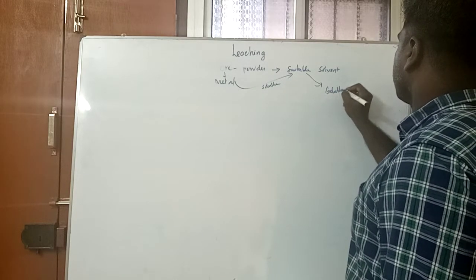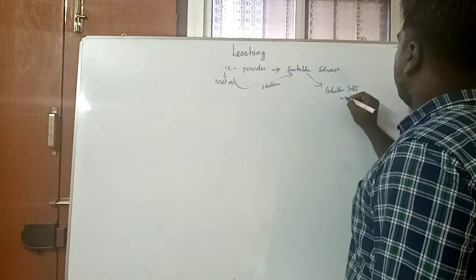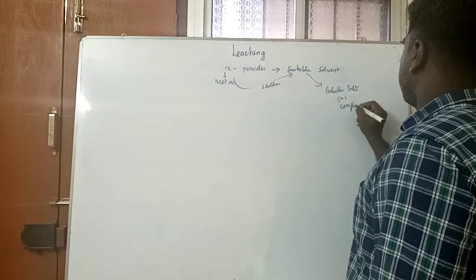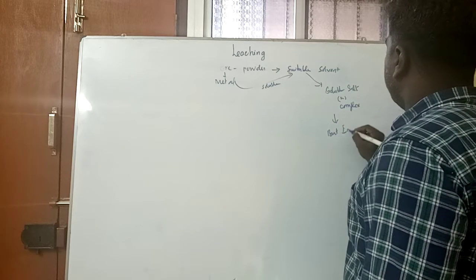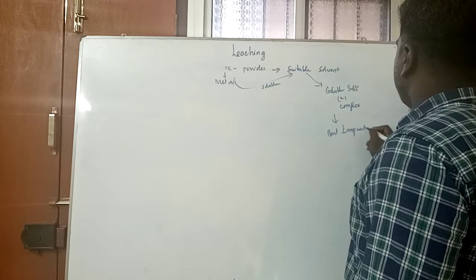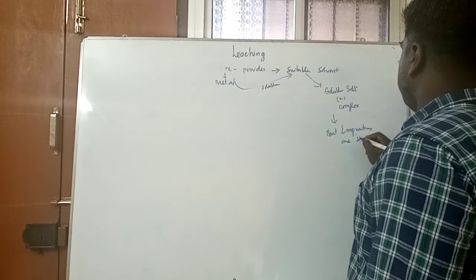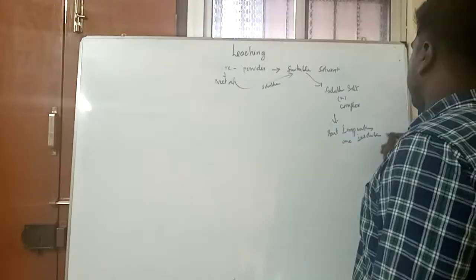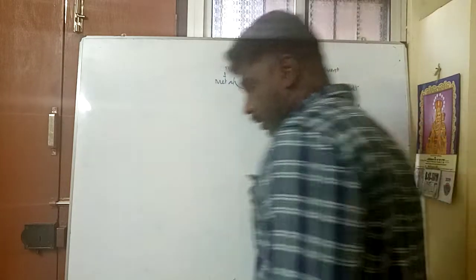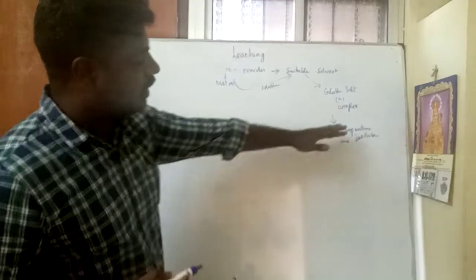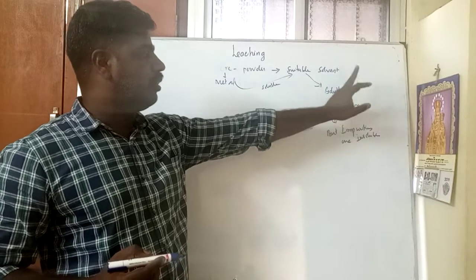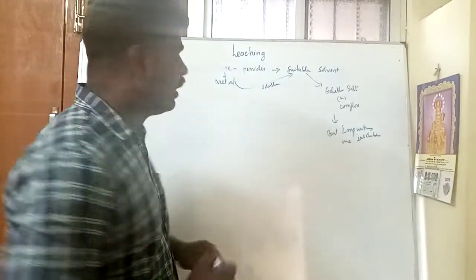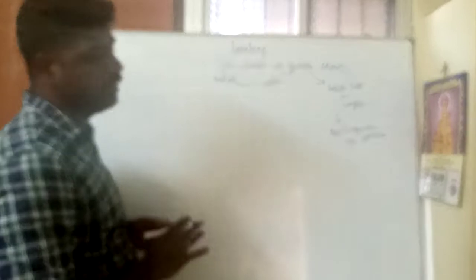soluble salt or complex. But the impurities are insoluble. So we can easily filter the impurities and we can regenerate the metal from the soluble salt or complex. So this process is called leaching.